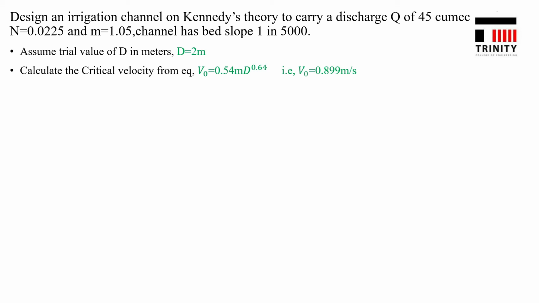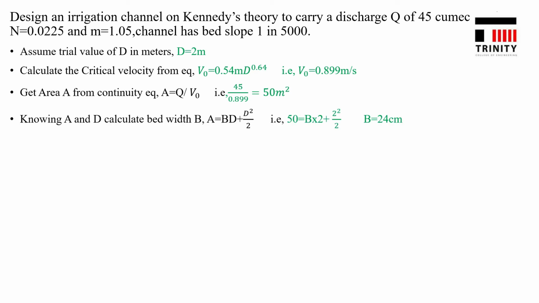Next, we find out the critical velocity from the equation V0 is equal to 0.54 m d raised to 0.64. Hence, we substitute the m value as 1.05 and depth as the assumed value, that is 2 meters. We get the answer V0 equals 0.899 meter per second. Next, we find out area from the continuity equation, that is A is equal to Q by V0, where Q is given in the question as 45 and V0 we just found as 0.899. On substituting the values, we get 50 meter square as area.